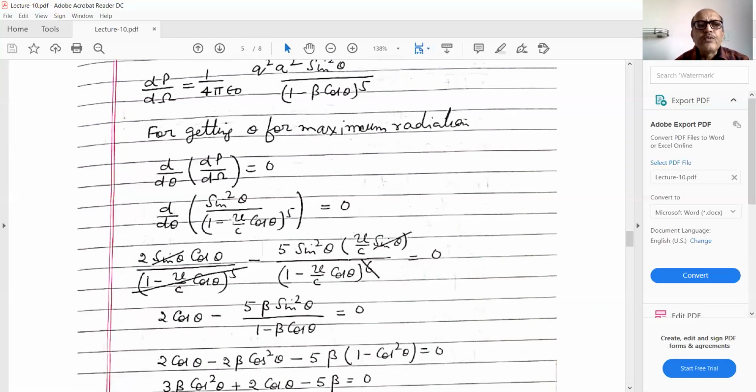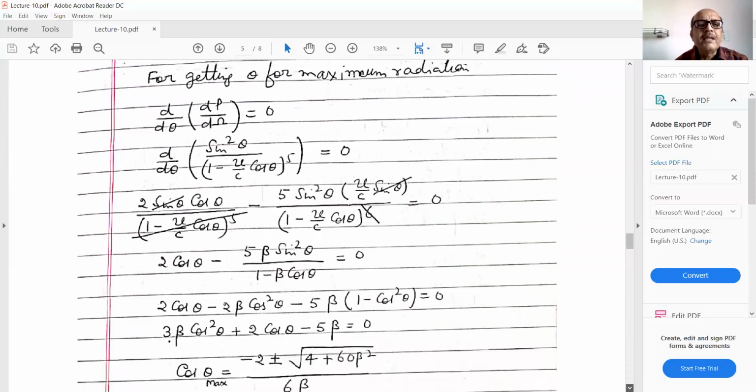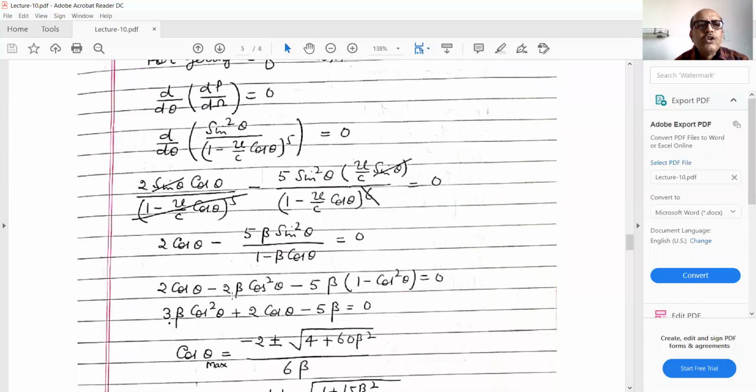Now you differentiate 1 minus v over c cos theta, or 1 minus beta cos theta. So cos theta after differentiation will give us minus sine theta. So minus sine theta will make it plus. So this minus will remain as it is. Now you make some changes in this equation, throw away the common terms, and then we are left with 2 cos theta minus 5 beta sine square theta upon 1 minus beta cos theta.